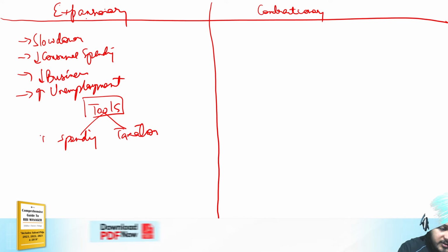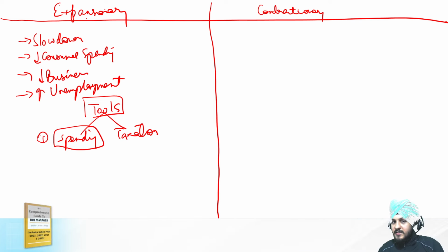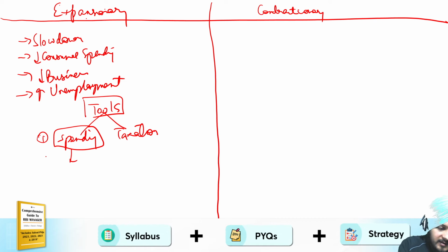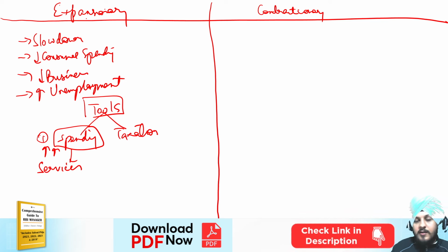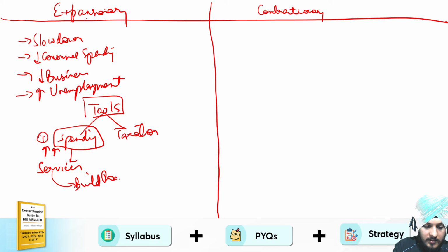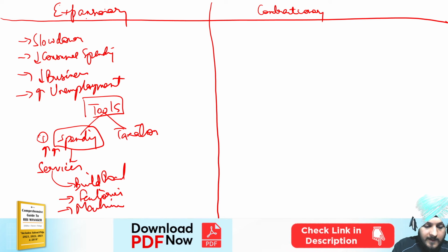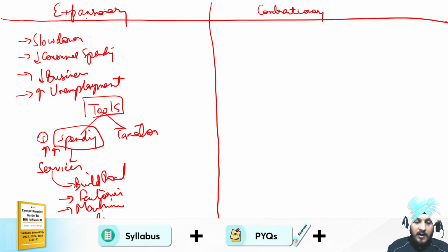Now how is the government going to use this tool? What the government can do is increase the spending in order to buy services from the market. So the government will increase the spending to buy services from the market. What type of services can the government buy through this spending? They can build roads, they can establish factories, or they can buy machineries and so on. And what will the buying of these services in the market lead to?